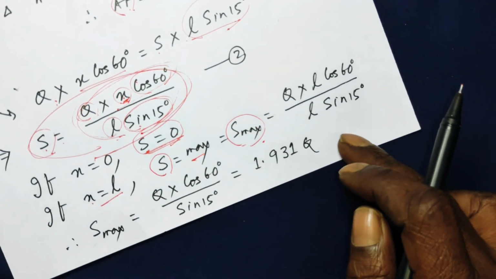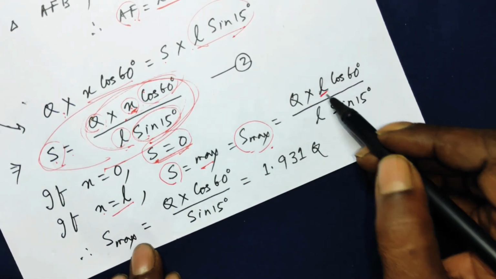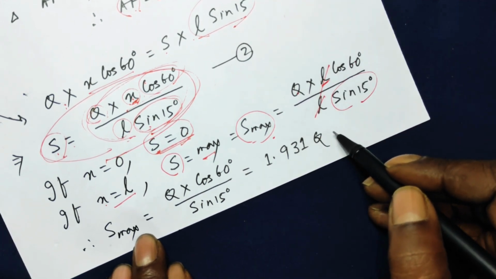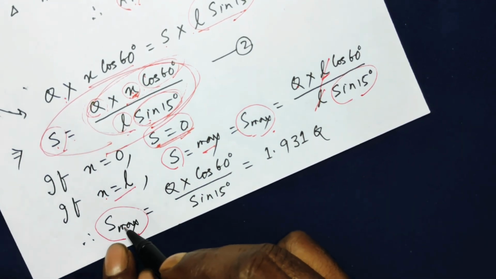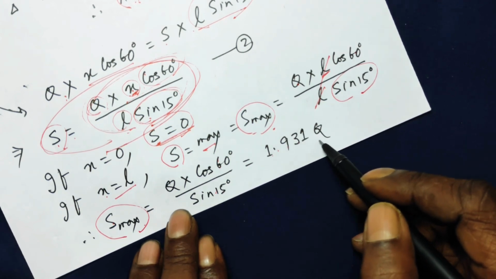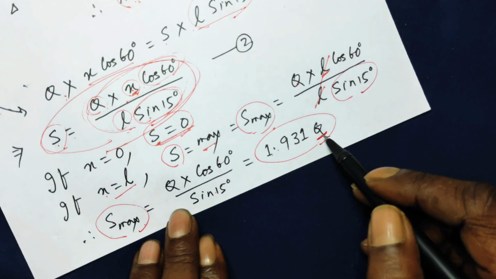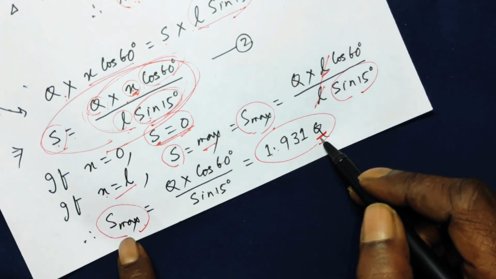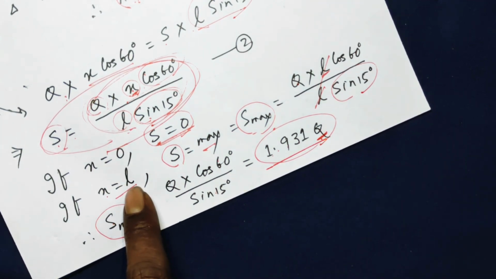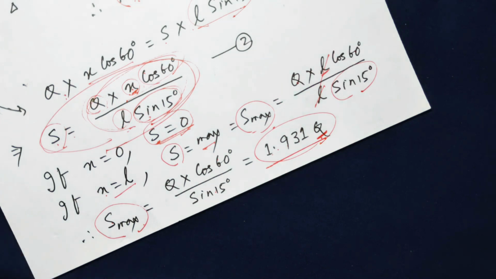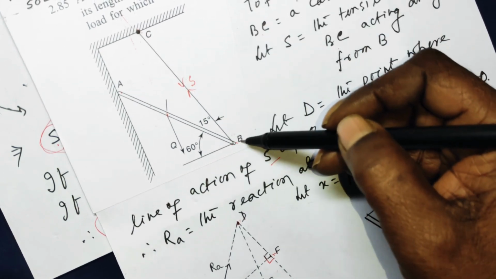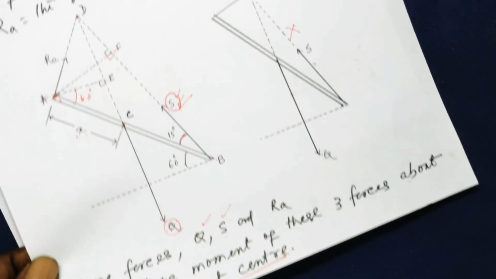So now put X is equal to L. So L cancels. So Q times cos 60 over sin 15 is equal to the maximum value of the axial force developed in the cable. Now put the values. This comes out to be 1.931 times the load Q that you are applying. So S will be maximum. Its value will be this much when X is equal to L. Means if this Q is applied at this end, here the value of S will be maximum.